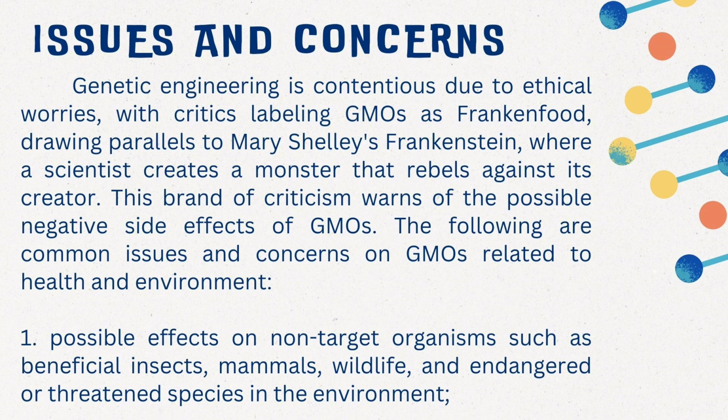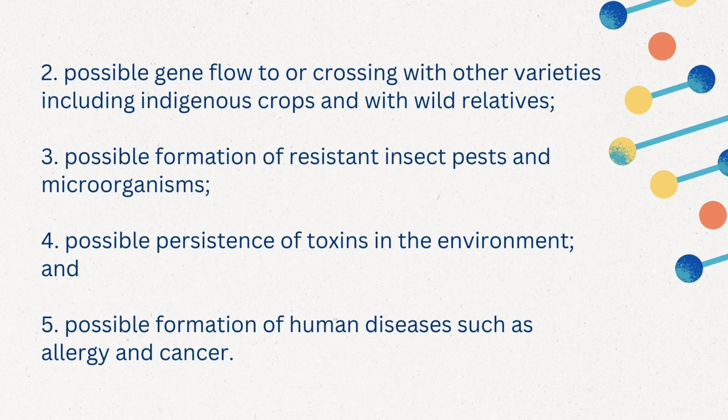First one is possible effects on non-target organisms such as beneficial insects, mammals, wildlife, and endangered or threatened species in the environment. Second, possible gene flow to or crossing with other varieties including indigenous crops and with wild relatives. Third, possible formation of resistant insects, pests, and microorganisms. Number four, possible persistence of toxins in the environment. And possible formation of human diseases such as allergy and cancer.